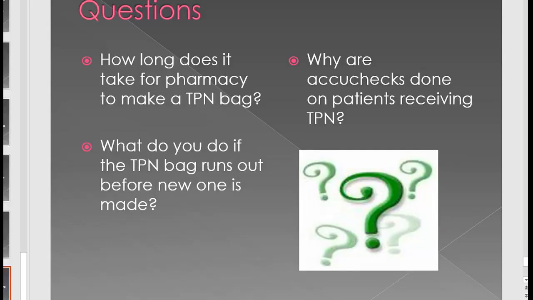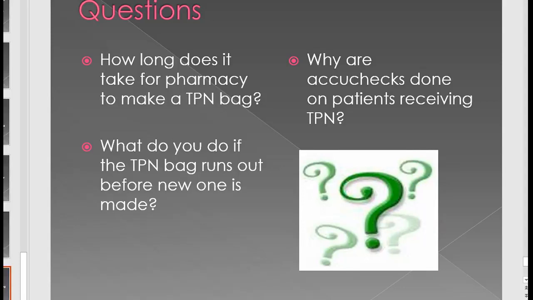Okay, now it's time for a couple of questions to see if you know the answer. First question, how long does it take for pharmacy to make a TPN bag usually? The answer can be up to about 4 hours. This is why most facilities are requiring a new TPN bag to be hung at 6 p.m., but new TPN orders must be obtained by 2 p.m. That way they don't have to worry about the TPN bag running out.